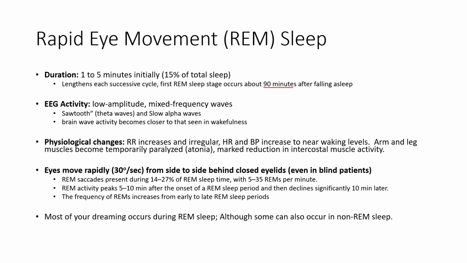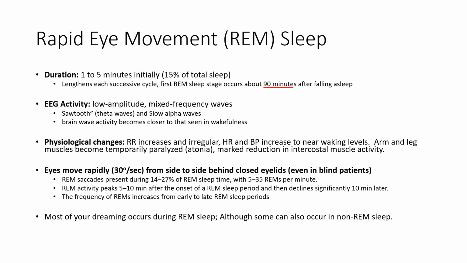Pretty fascinating stuff. So again, kind of to the name of this stage, we have these rapid eye movements, which move very quickly. Again, 30 degrees per second from side to side, in all kinds of different patterns and planes, in obliques as well. And this happens even in blind patients, which I find fascinating. The saccades represent about 14 to 27% of total REM time, and 5 to 35 REMs, or these rapid eye movements, occur per minute. So these happen very, very rapidly.